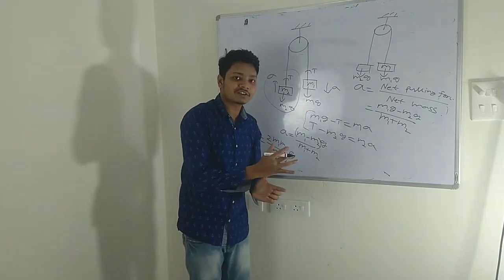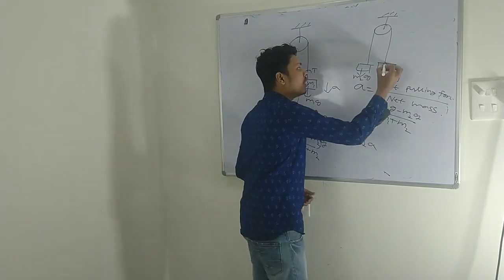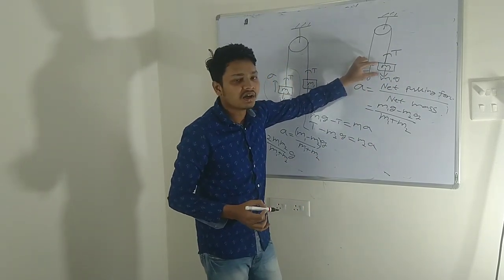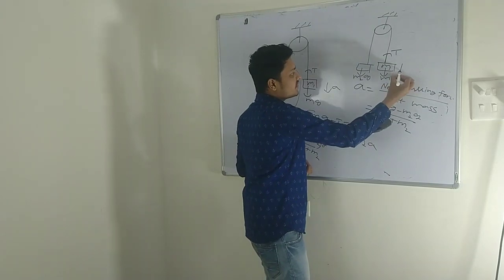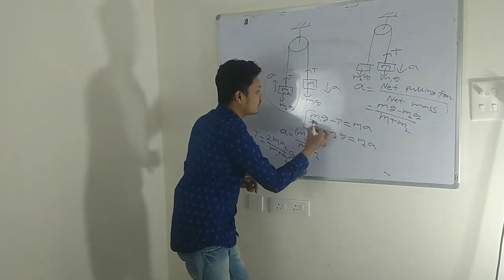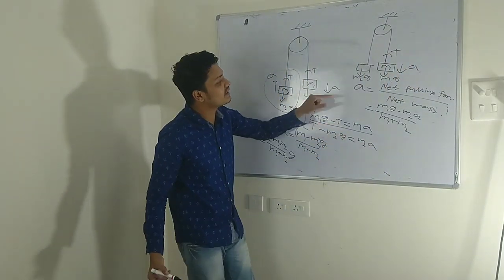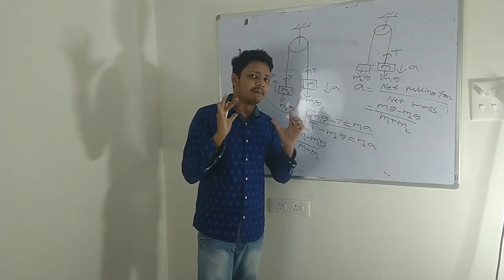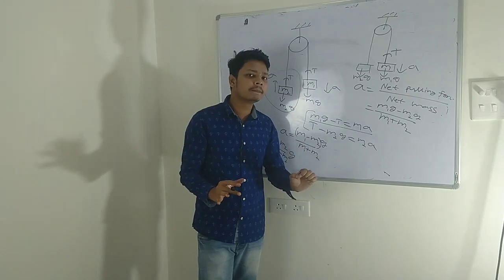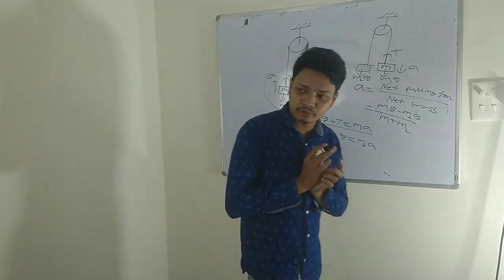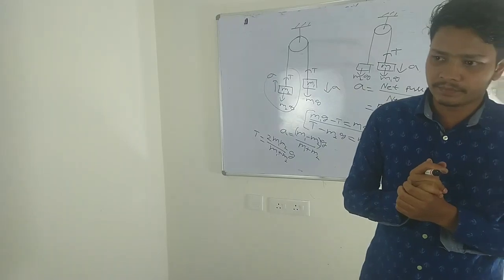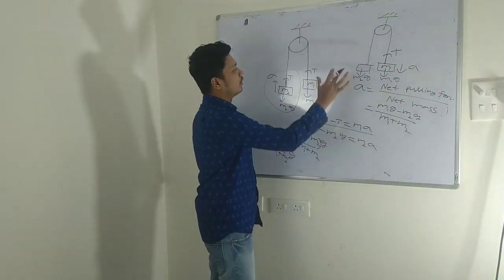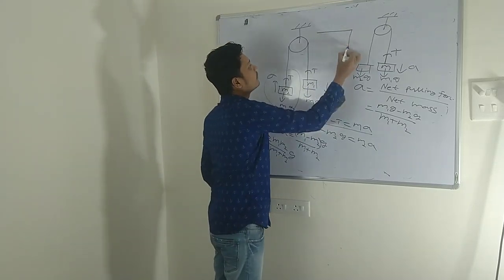Then if they ask you tension, you take M1 as the free body diagram, draw the free body diagram for M1 and write M1G minus T is equal to M1A like this, and then you can get the value of tension also. This shortcut is applicable for only simple pulley type problems. Okay? Simple pulley type problem. So let me give you one more example.